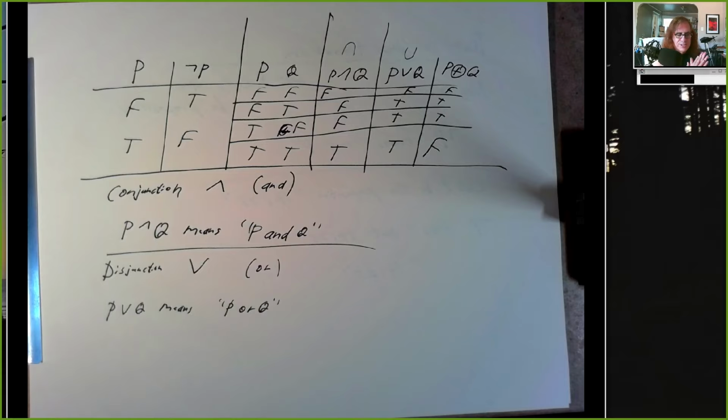All right, so this is one way to create propositions from other propositions. Okay, negation, conjunction, disjunction. Everybody okay with those so far? Because we're going to go into the weirder stuff.